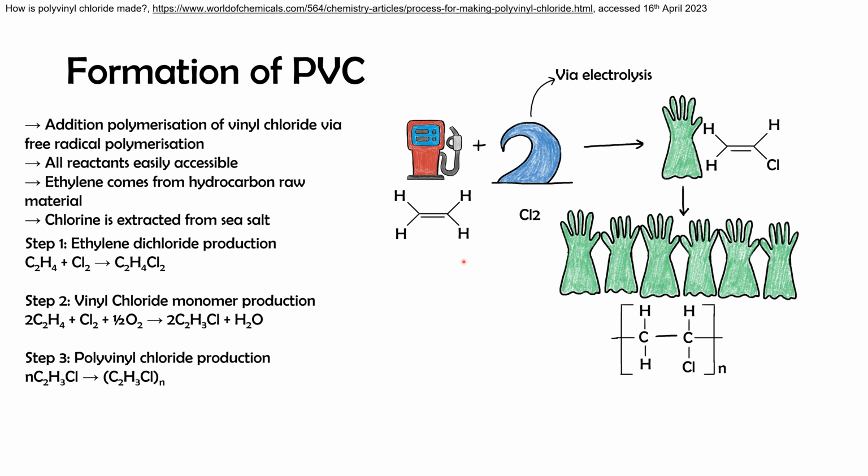The chloroethene is made from chlorine and ethene, that are both very accessible reagents. Ethene is obtained from petroleum and natural gas, and chlorine is extracted from sea salt via electrolysis. The step-by-step process is displayed in the video. Once chloroethene is produced, it is treated with peracid and pressure to obtain polyvinyl chloride.